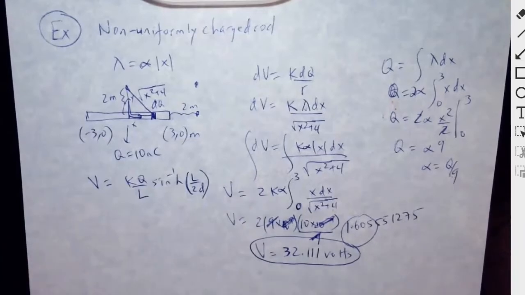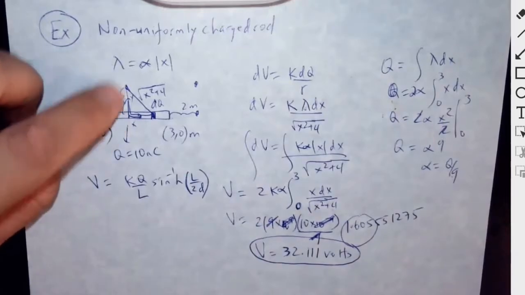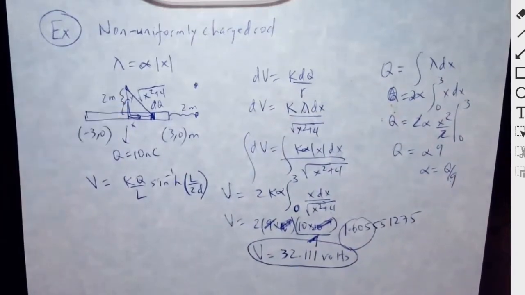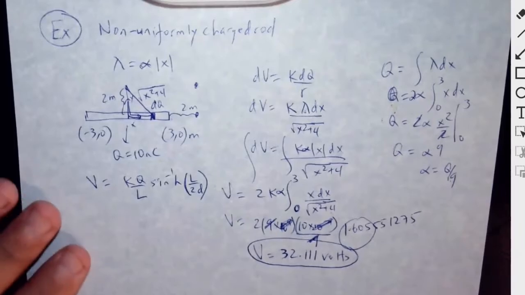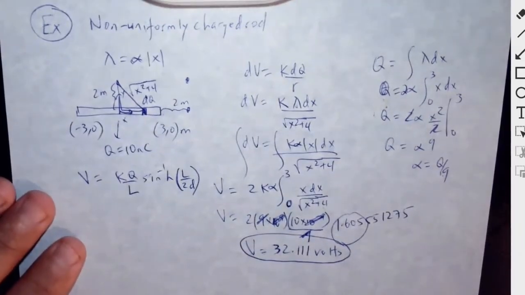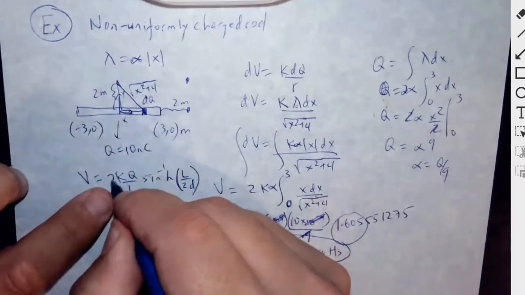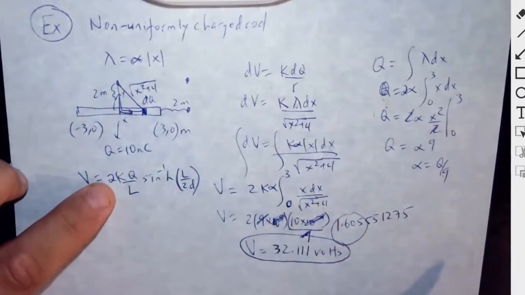Anyone have that from yesterday? For the general equation of a uniform rod at any distance from the center. Anyone have that? Oh, Professor, you're missing a 2 at the front. Oh, a double here, and that's it? Looks like it. Okay, cool.